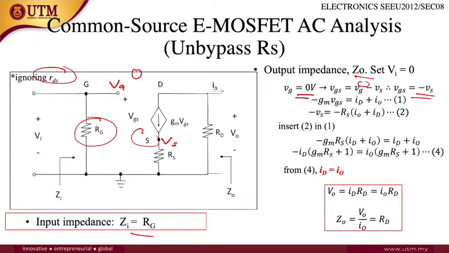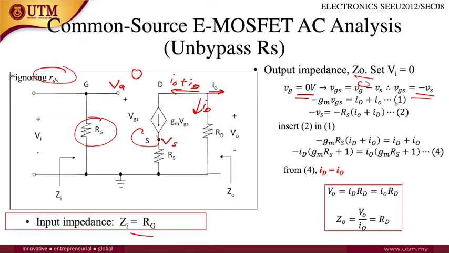So minus gm VGS at this output is equal to the currents that flow at the output. This is the current flow, IT. So the current flow here is IO plus ID, right? So IO plus ID is equal to minus gm VGS, right?